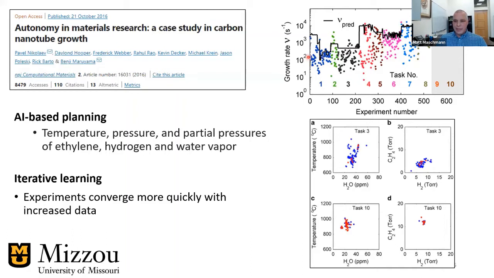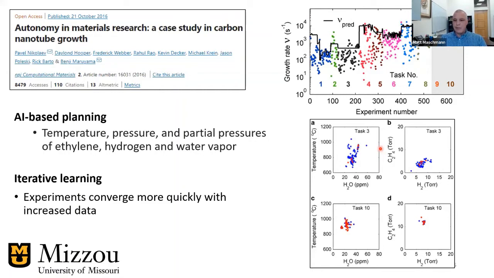And so you can see the user start jogging this growth rate to different growth rates. It's in a log scale. So they're actually varying the growth rate objective function over orders of magnitude. And the bottom plot basically shows that from task number 3 to task number 10, the experimental planner needed fewer experiments to reach its objective function.